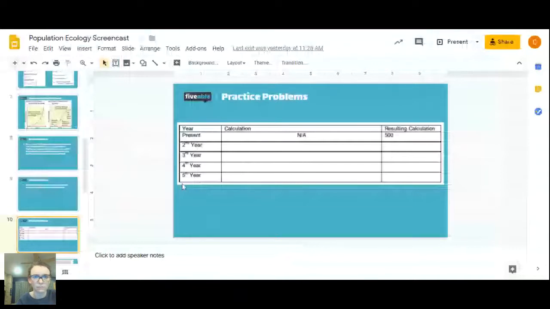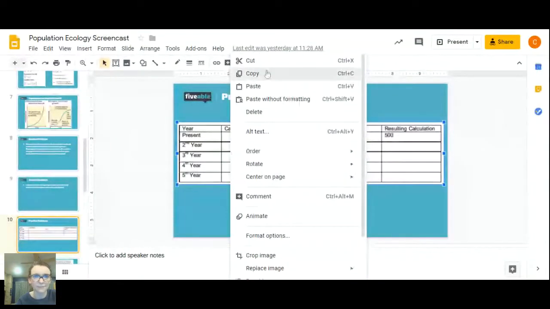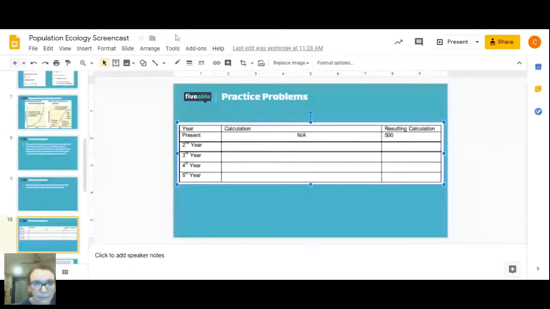No, darn it. Nothing wants to work for me today. Nothing to paste. Shoot, okay, it's fine. We can just write this in here.